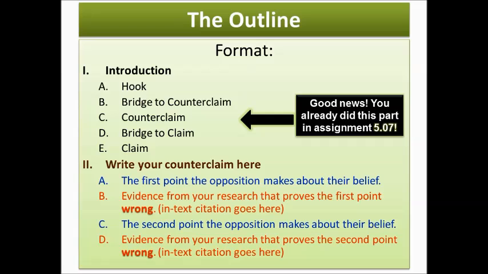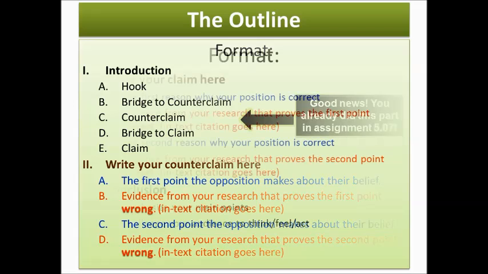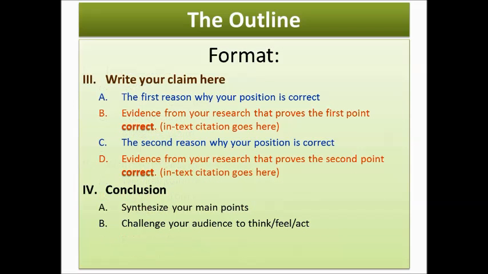2C is the second point that the opposition makes about their belief, and 2D is evidence from your research that proves this second point wrong, and you are citing it correctly using MLA citation. Now that we refuted the counterclaim in your second paragraph, it's time to support your claim in your third paragraph.